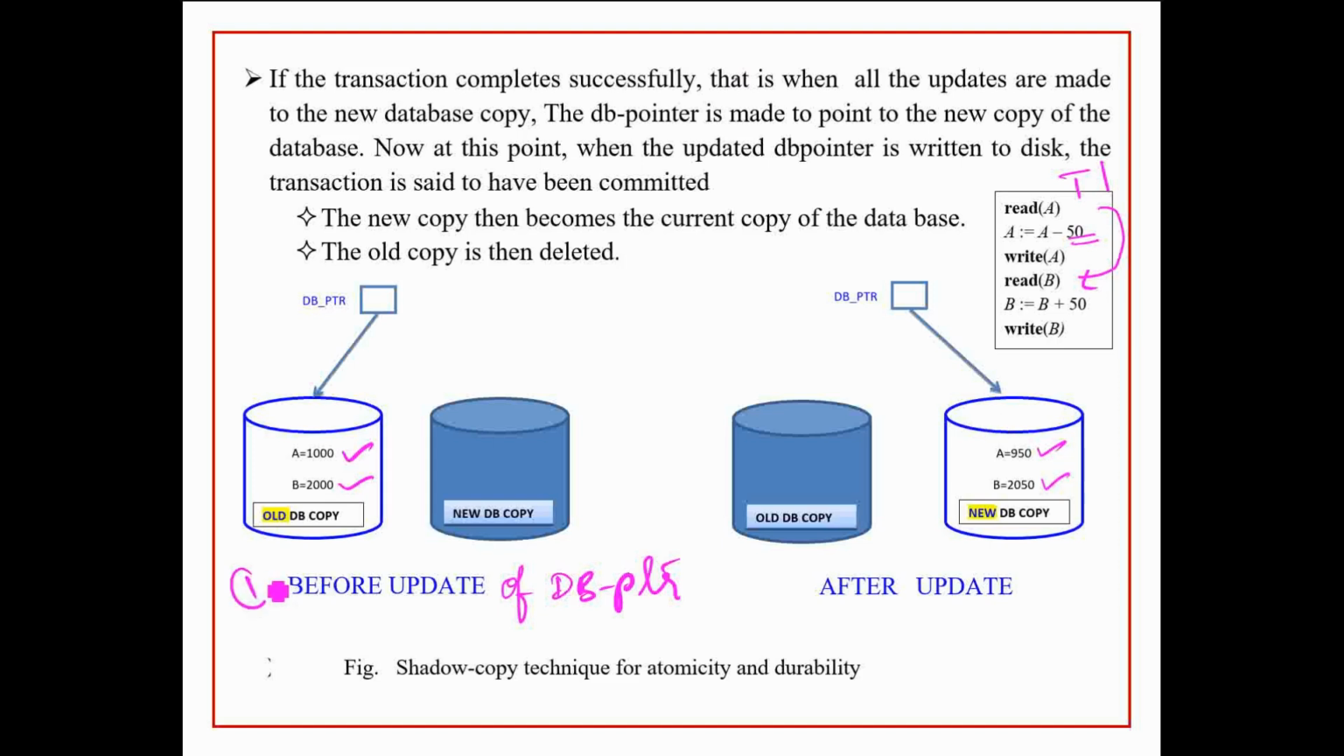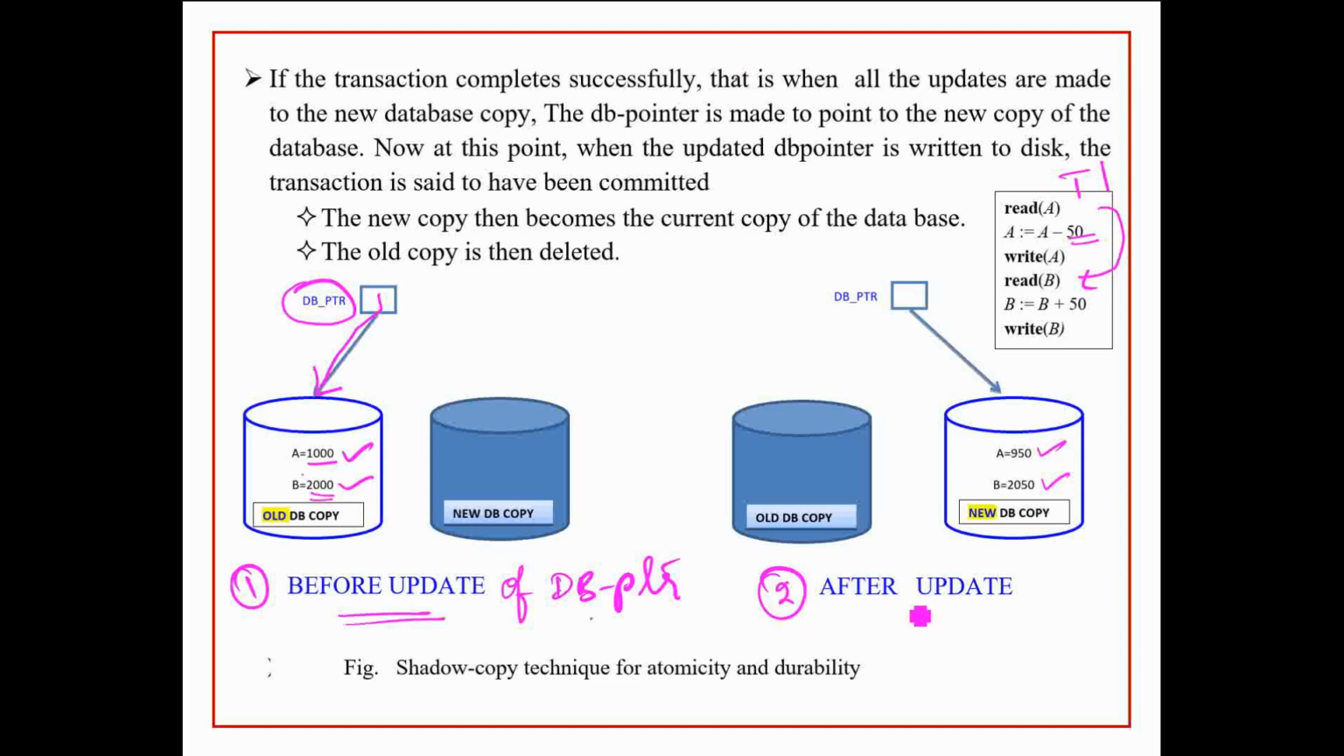Let's take the first case, that is, if the system fails before the update of the database pointer to disk. If the system fails before the update of the database pointer, when it restarts after the failure, it will read the database pointer, right? Since the database pointer is still pointing to the old copy of the database, the system will see the original contents of the database, that is, A and B values as 1000 and 2000.